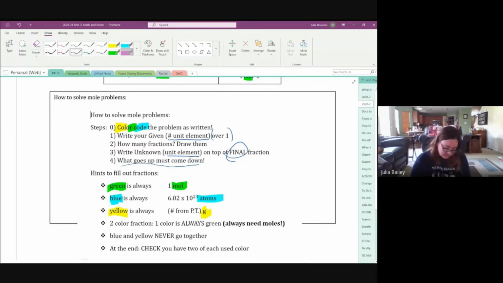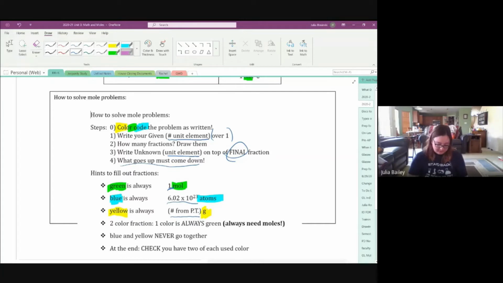Please notice, anytime you're using the word mole, you're going to use a 1. Anytime you're using the word atoms, you're going to use 6.02 times 10 to the 23rd. When it's blue, use 6.02. And I haven't technically taught you this yet, we will on the next page, but when you use grams, you're going to use a number from the periodic table.